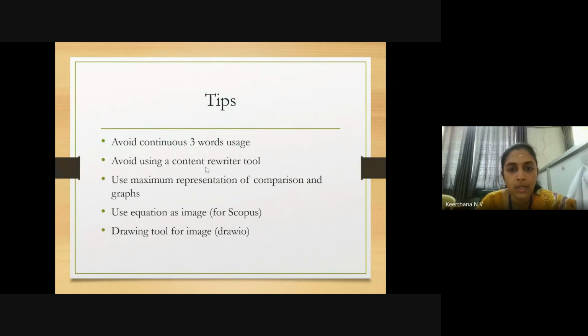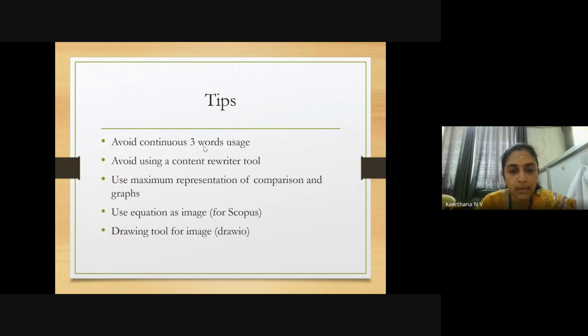Noun, verb, object, like that. You can write it as object, verb, noun, like that. Please exchange those. In performance analysis, you can use maximum representations of comparisons of values and graphs. If your paper contains many graphs, you can escape from the plagiarism problem in the analysis section.